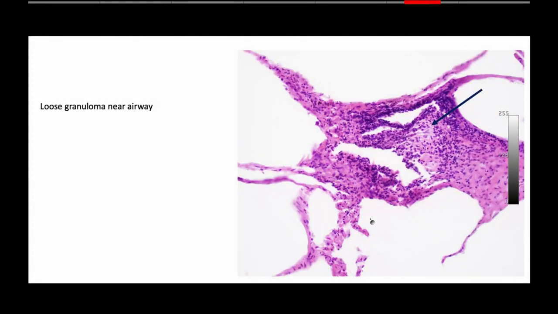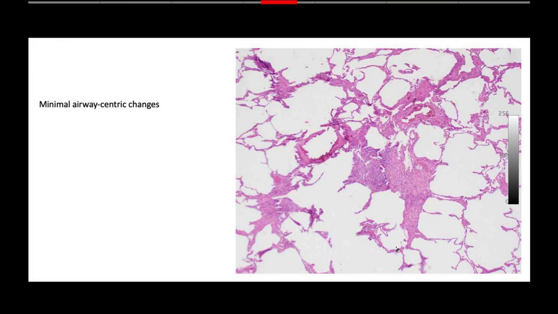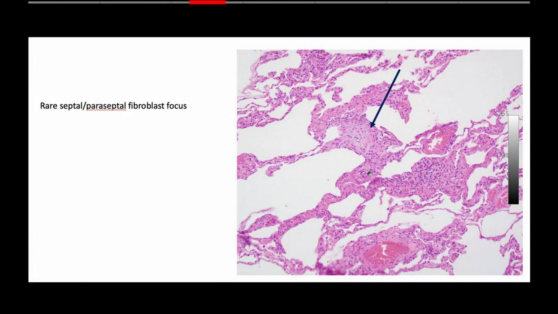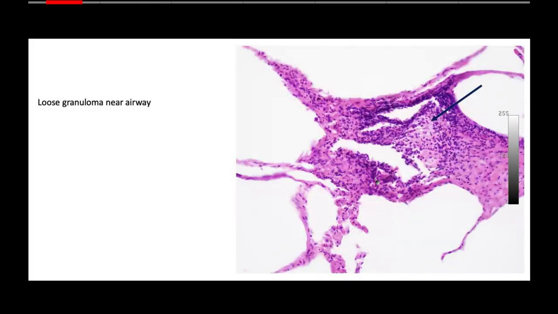Here is a loose granuloma near an airway. A few foci in which there is some fibrosis, described as airway-centric fibrosis. Here, again, minimal airway-centric changes. Lots of normal alveoli otherwise. Some abnormality here. A rare septal or paraseptal fibroblast focus. Here is a focus of osseous metaplasia or a dendriform ossification corresponding to one of the ones that I saw.